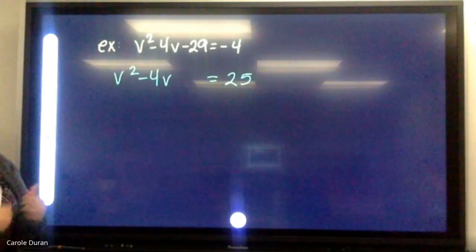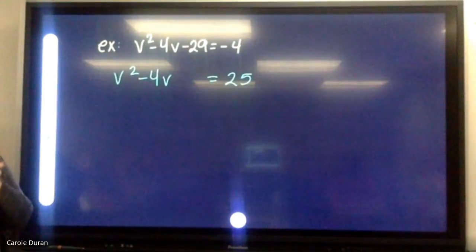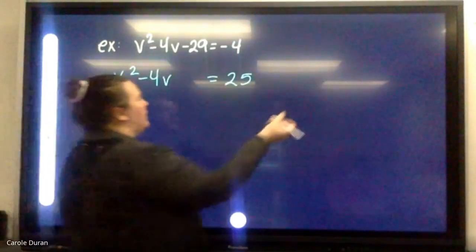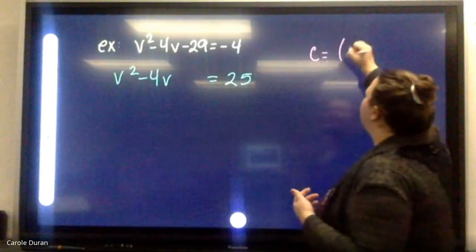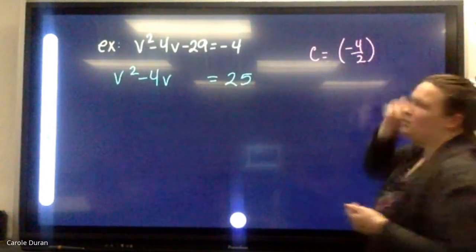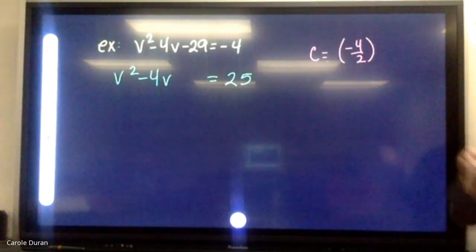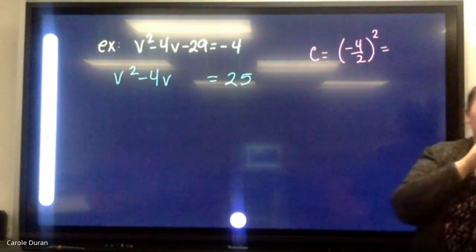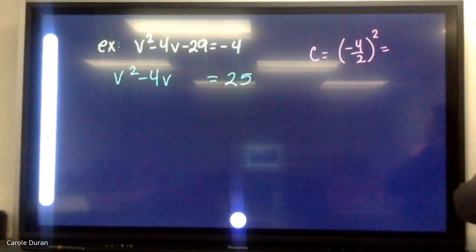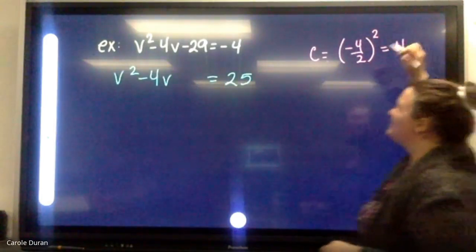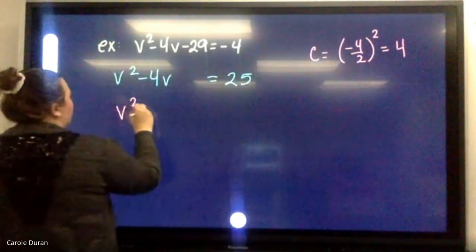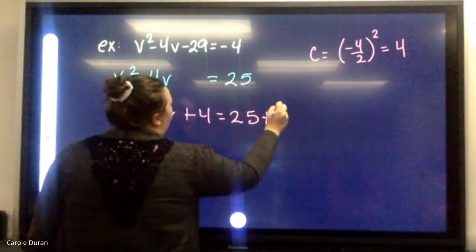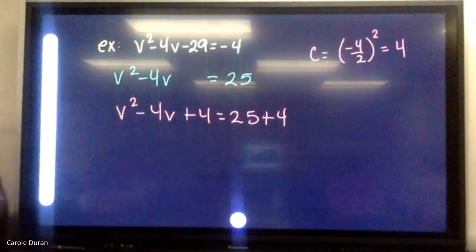Okay, do you have to just divide -4 by 2? I do. I have to fill in my C term to make the left side a perfect square trinomial. To do that, I take the -4 and I split it in half, and then I do what with it? What's -4 divided by 2? And then -2 squared? 4. So now I have v squared minus 4v plus 4 equals 25 plus 4, because I have to put it on both sides of the equal sign.